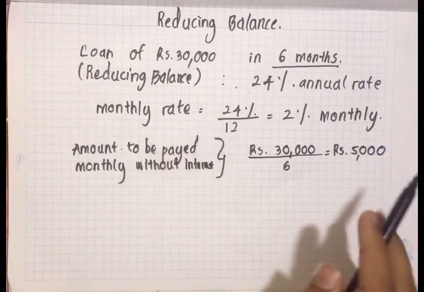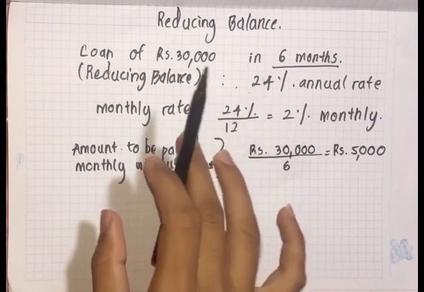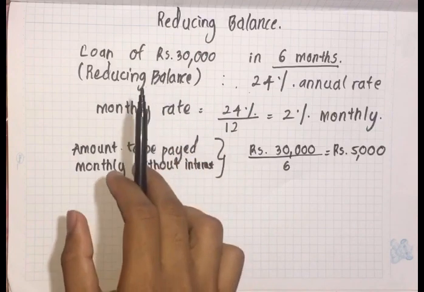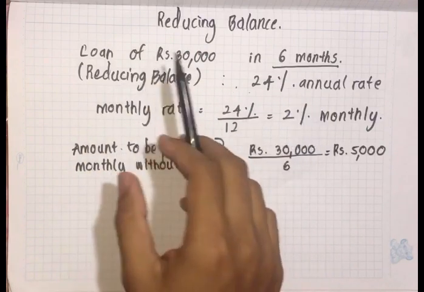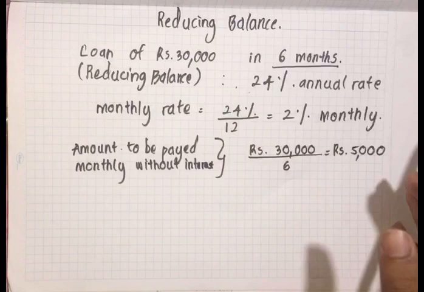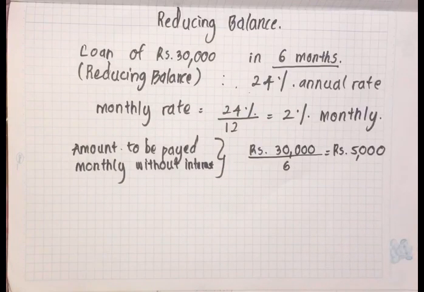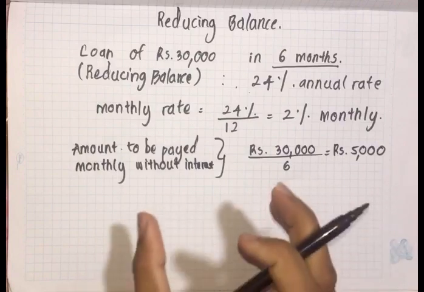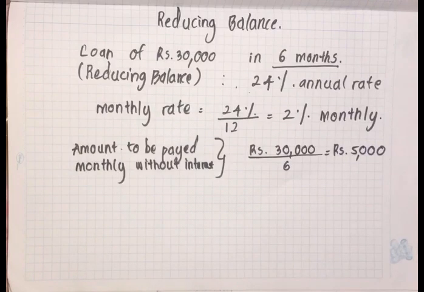Okay. Now look here. During the first month you will have to pay how much? 30,000, right? During the second month 25,000. Third month 20,000. Then it will decrease. Understand? This interest is also based on the amount you have to pay. Okay. Let us come to solve.